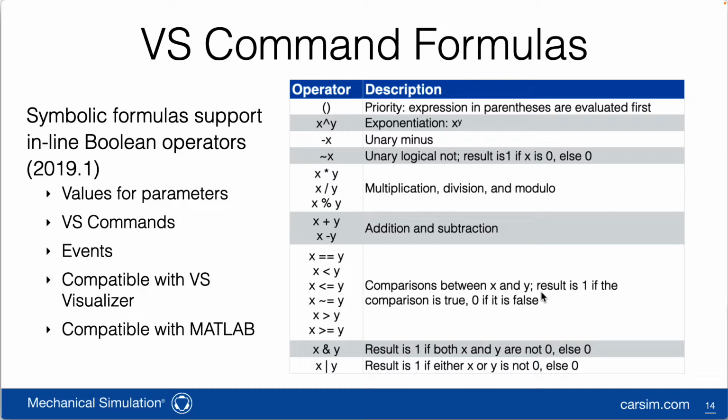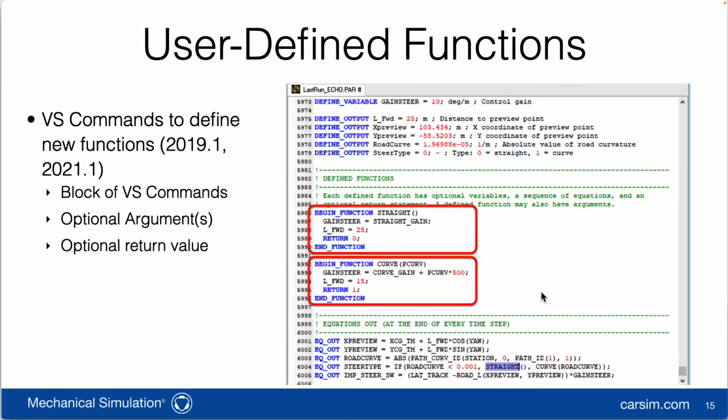So if you define a dependent variable made of some output variables for visualizing, you want to see a plot or you want to use them to animate something, that's supported. We added user-defined functions in VS commands. So here's an example of 2 of them in an ADAS example, looking at whether something is straight or curved path. And we have global variables that were defined up there, gain, steer, and L_forward. Those variables are set in a function so that function can be used over and over.